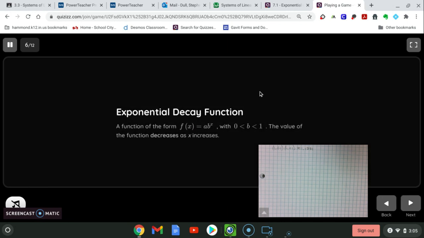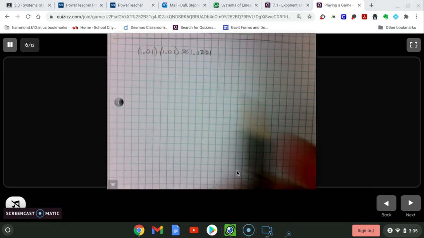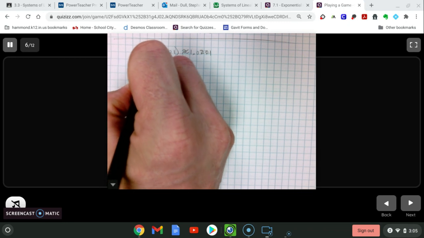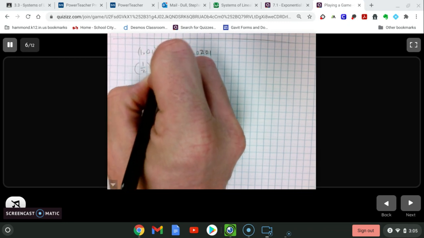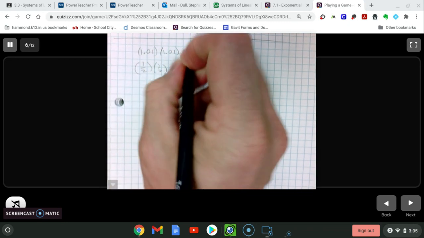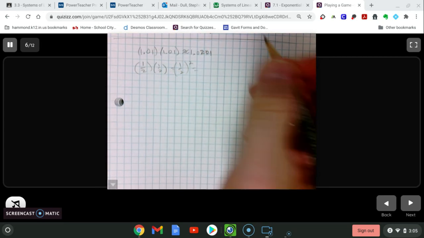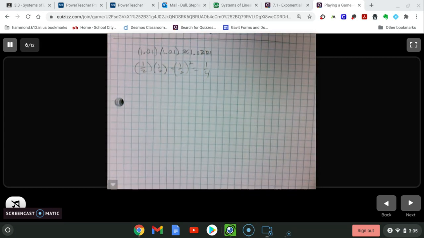Well, what happens when b is less than 1? Now remember, b has to be positive, but it's possible it could be less than 1, between 0 and 1. So if that's the case, when you have a function f of x equals a times b to the x, and b is less than 1, the value of that function is going to decrease as x increases. You're like, well, how can that be? Well, let's look at a simple example. If I have 1/2 times 1/2, that's 1/2 squared, that equals 1/4.